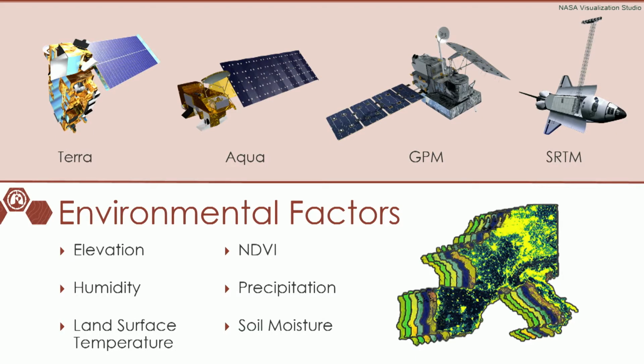During the last term of this project, we identified several environmental factors that influence mosquito life cycles and population dispersion. Those same factors were utilized in this project. These include elevation, humidity, land surface temperature, NDVI, precipitation, and soil moisture. The environmental data was gathered by Terra, Aqua MODIS, GPM, and SRTM.